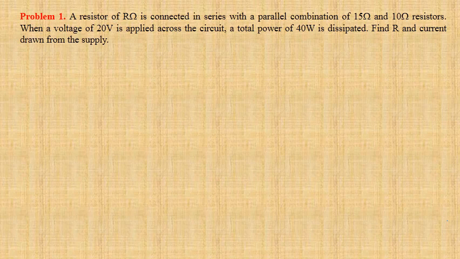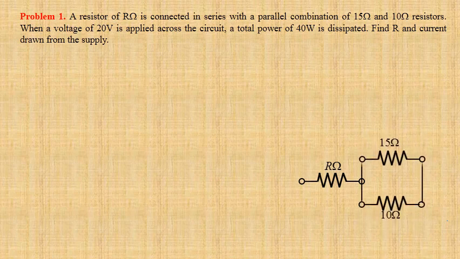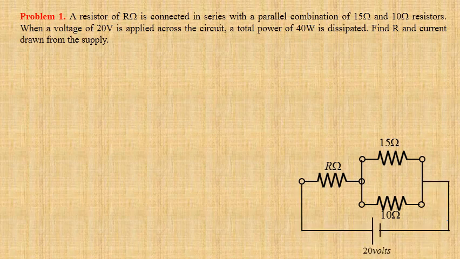A resistor of R ohm is connected in series with a parallel combination of 15 ohm and 10 ohm resistors. When a voltage of 20 volt is applied across the circuit, a total power of 40 watts is dissipated. We have to determine the value of R and current drawn from the supply. Let us first write down the given data.